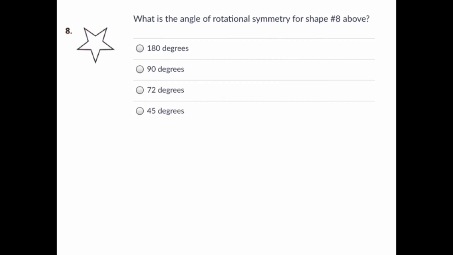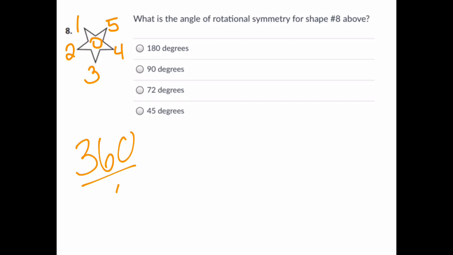This one is asking for the angle of rotational symmetry for this shape that is a star here, shape number 8. So again, we need to count the points on the star. 1, 2, 3, 4, and 5. And then remember that there are 360 degrees all the way around. So 360 degrees divided by 5, which is 72 degrees of rotational symmetry.